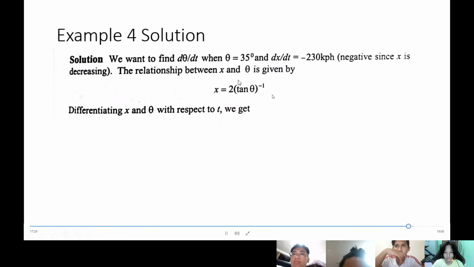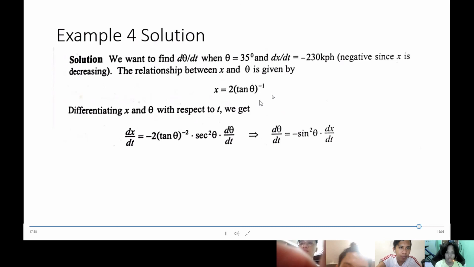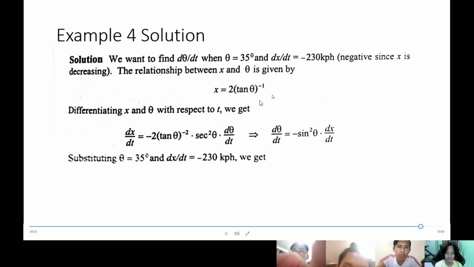So with that, the relationship of x and theta is given by, okay, we have x, again, you can use tangent. X equal to 2 over tangent theta, or raising the tangent theta to negative 1 on the numerator, you have 2 tangent theta to the negative 1. So differentiating x and theta with respect to t, we have dx over dt equal to negative 2 tangent theta raised to negative 2 secant squared theta d theta over dt, and d theta over dt is equal to negative sine squared theta over 2 times dx over dt.